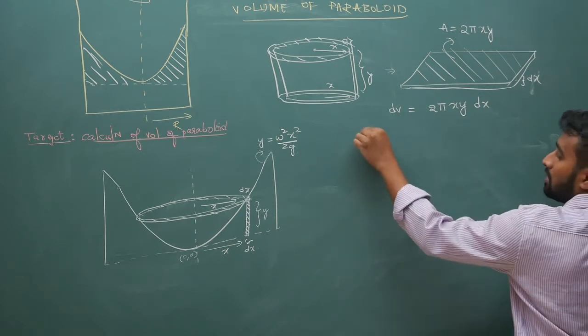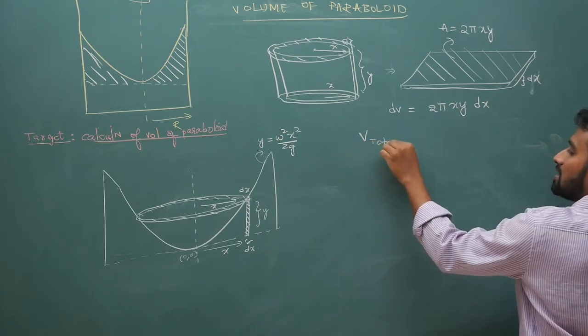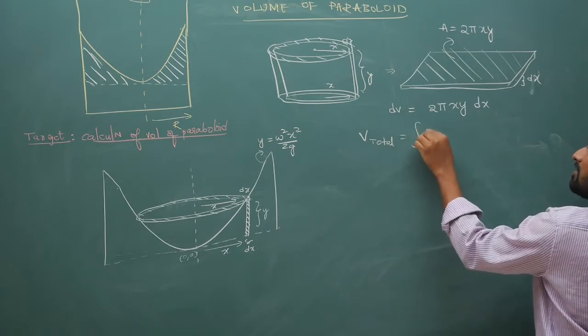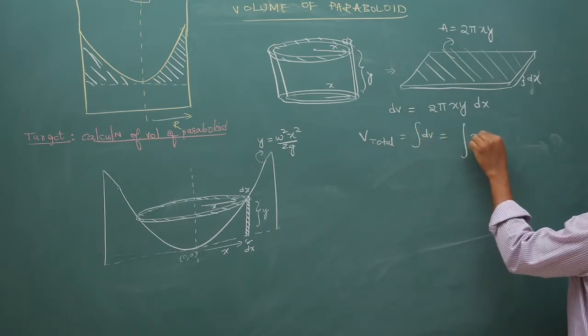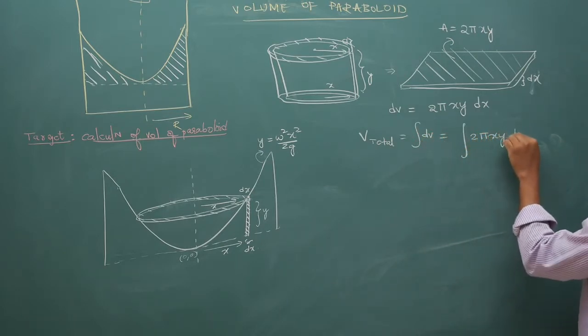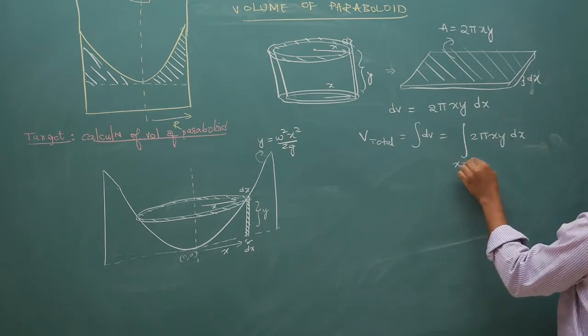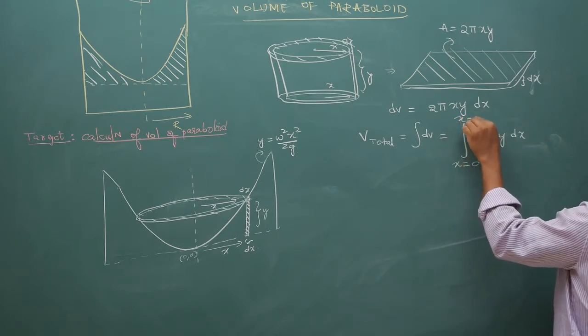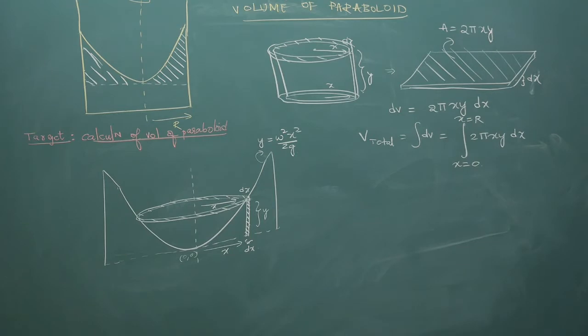Now your total volume V total is the integral of dV, which equals the integral of 2 pi xy dx. From where to where? Your x is varying from x equals 0 to x equals r, like this.